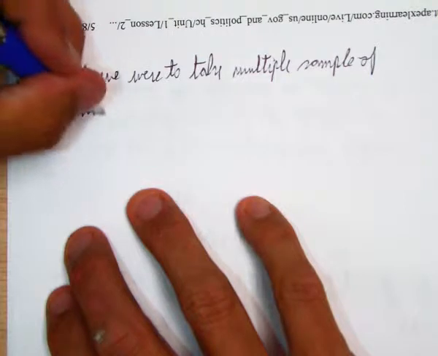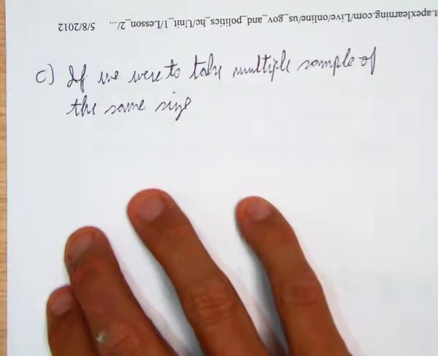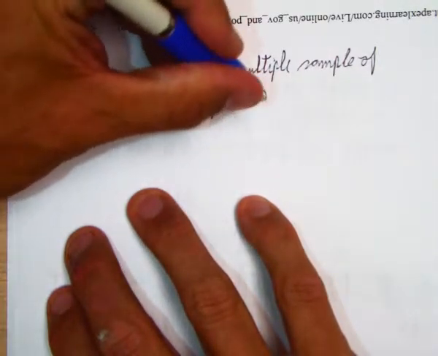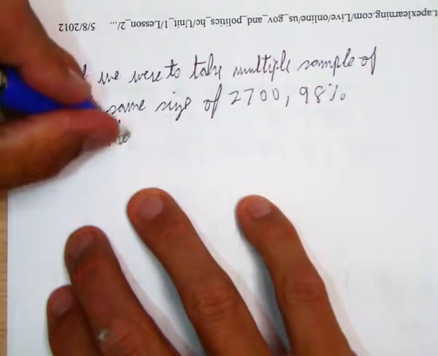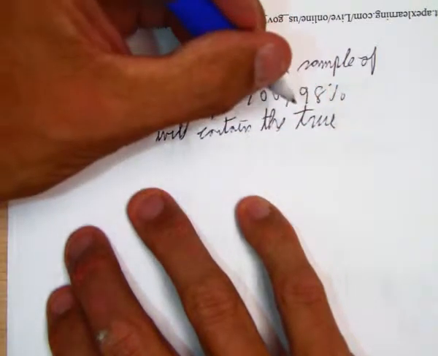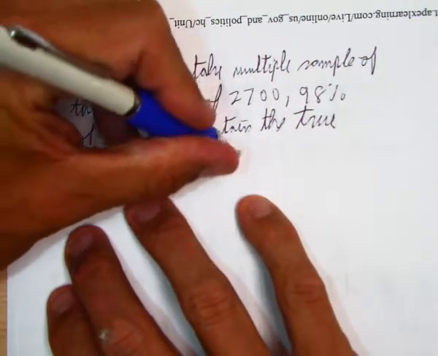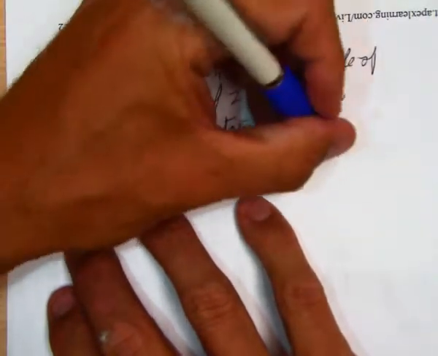And then the answer to C is really, what does a 98% confidence mean? And that means if we were to take multiple samples of the same size, of 2,700, 98% of them will contain the true proportion of children deficient in vitamin D.